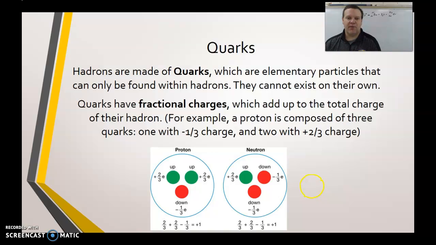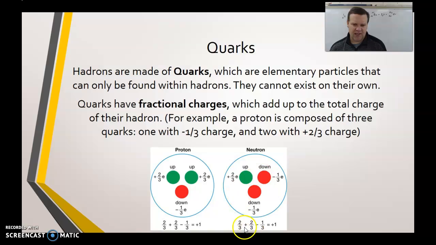Well, protons and neutrons are made of quarks, and quarks are kind of unique in that they have fractional charges. If you notice, a proton is made up of 2 up quarks and 1 down quark, and a neutron is made of 1 up quark and 2 down quarks. So it's kind of unique in that quarks are elementary particles, but they definitely do have fractional charges. They're not like protons and electrons that have a +1 and a -1. They just have a fractional charge.